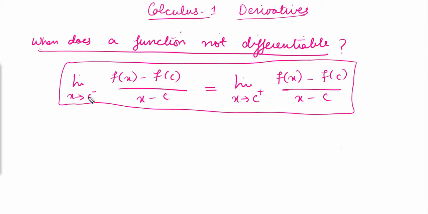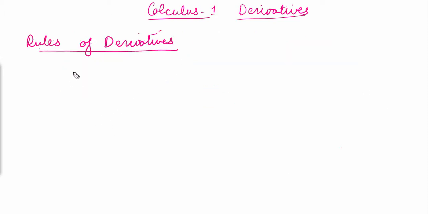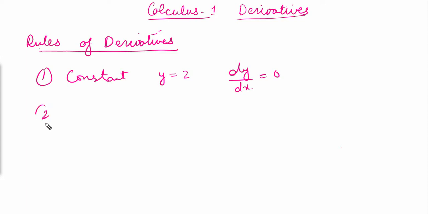So let's discuss the rules of derivative, starting from the constant. If you have a function y equals 2, the derivative of this function will be equal to 0. The derivative of a constant function is 0. The next rule is the power rule.